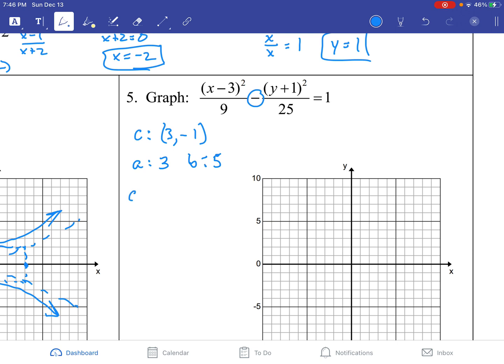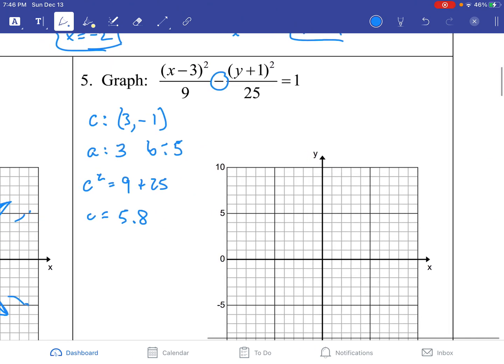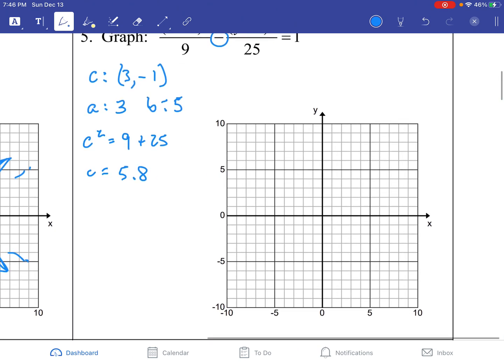Let's find the c value for the focal distance. So c squared is going to equal 9 plus 25. So c will equal the square root of 25 plus 9, and that's 34. So the square root of 34 is 5.8. So let's go ahead and make our graph.